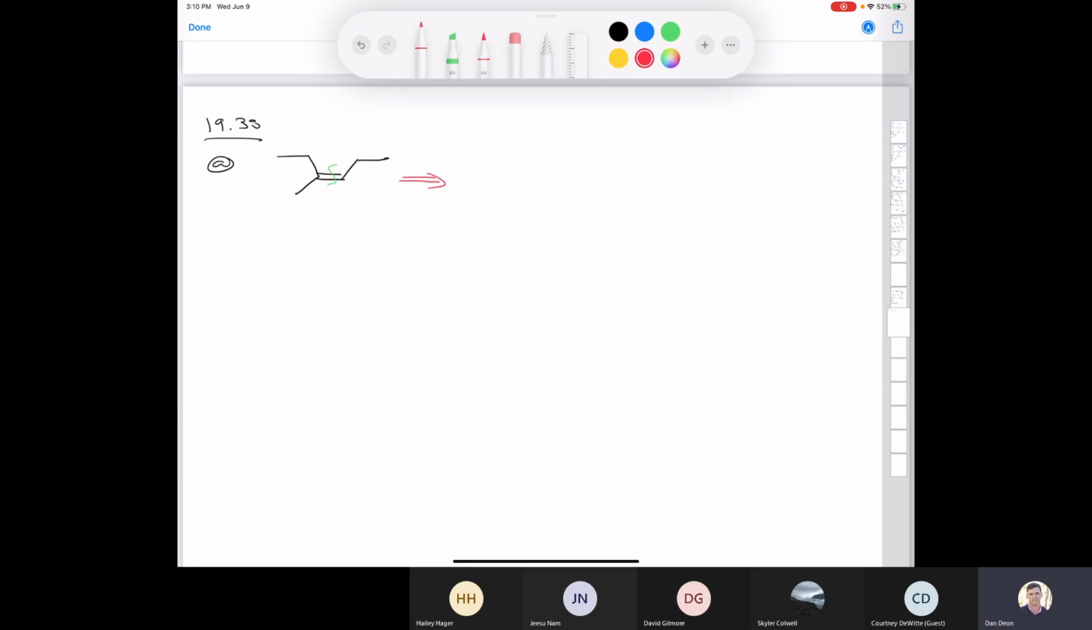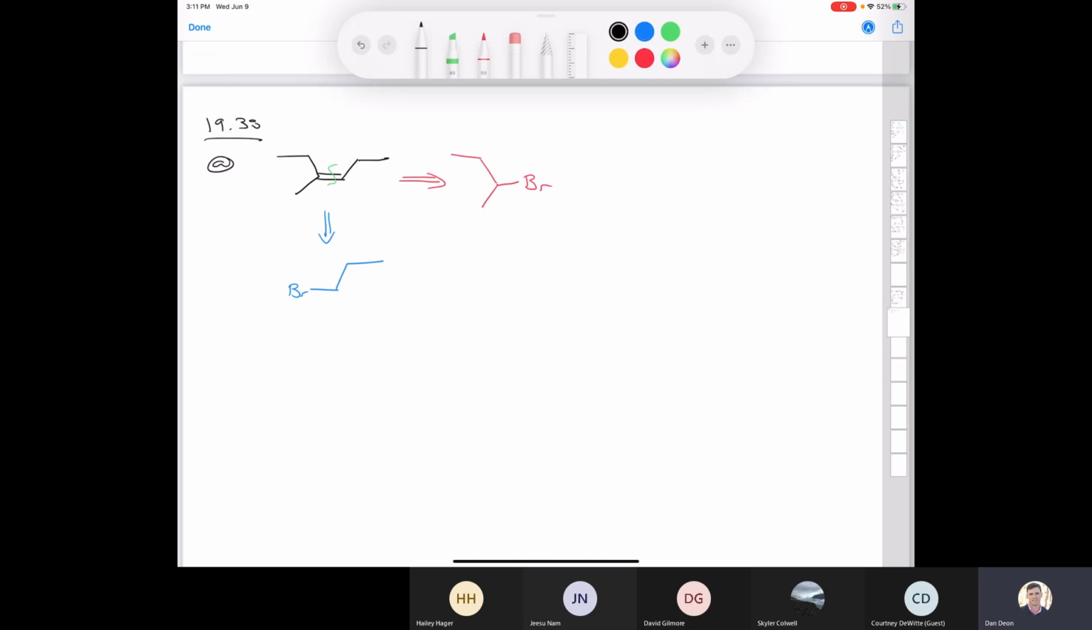alkyl halide, right? We could either take this part of the molecule here, and then we could have our alkyl halide, let's just choose a bromide, like this, or we could take this side of the molecule here, and then we could start with an alkyl halide like this. It looks like this.